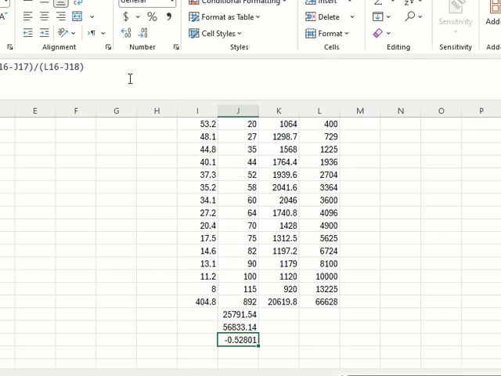Okay, so the a was mean of y. So mean of y is this much, 28.9, minus b, which is 0.52, into mean of x, which is 63.7. So how much is a?